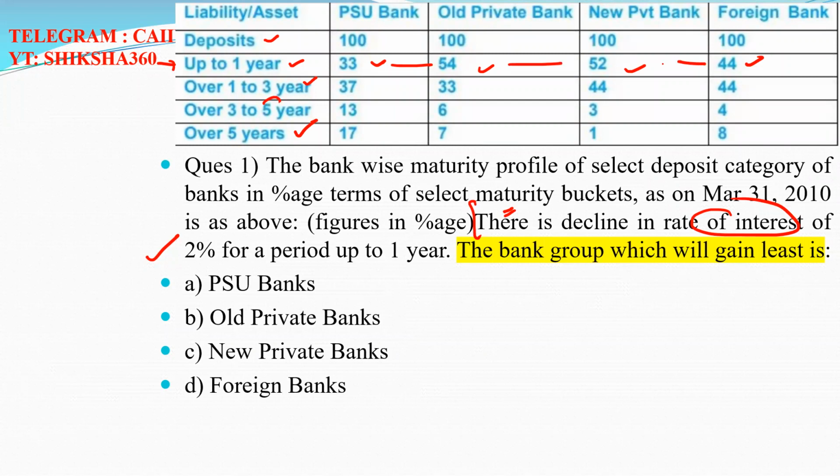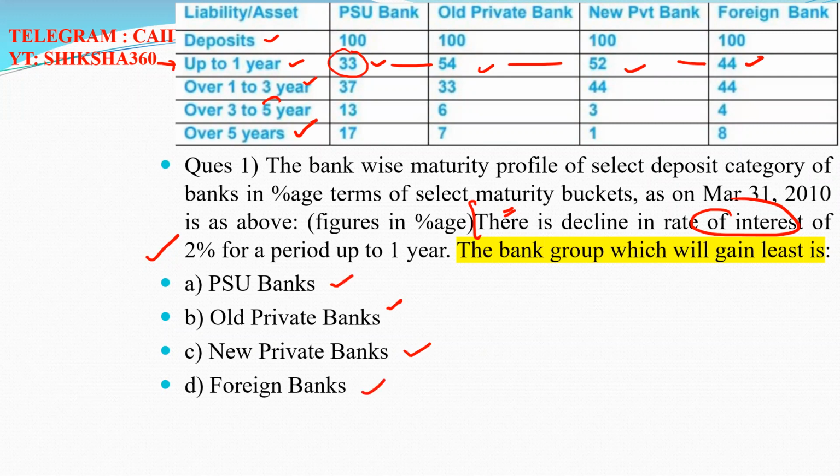Here we can see which gains the least. The options are PSU banks, old private banks, new private banks, or foreign banks. The figure is low for the PSU banks.